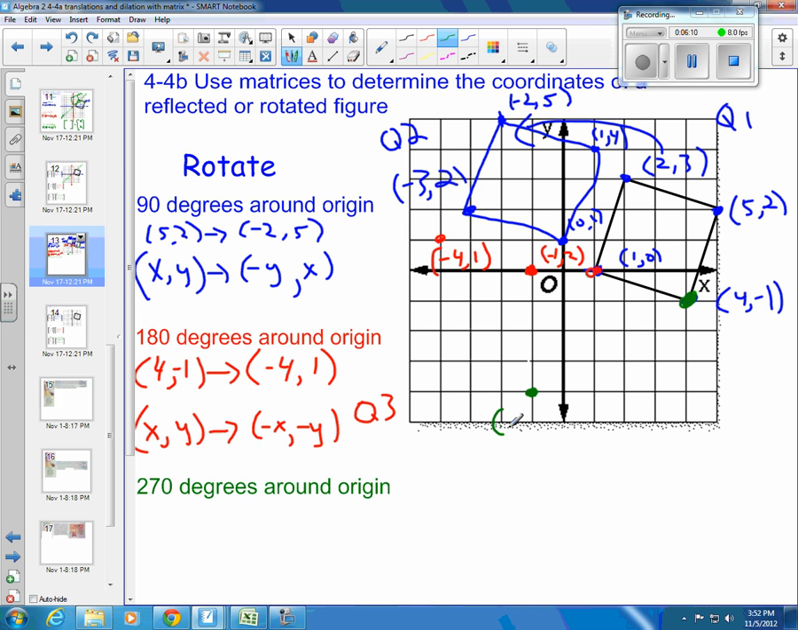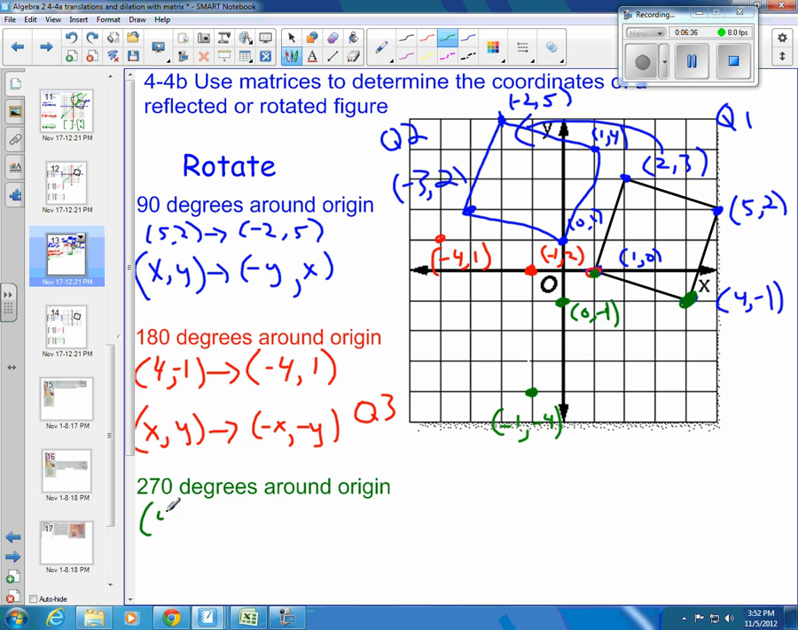New point, negative 1, negative 4, right? Went from quadrant 4 back to quadrant 3. This point right here, which is 1, 0, goes to 0, 1, goes to negative 1, 0, goes to 0, negative 1. Right, I'm going to move that one. And I think that's enough for you to actually see what's going on here.